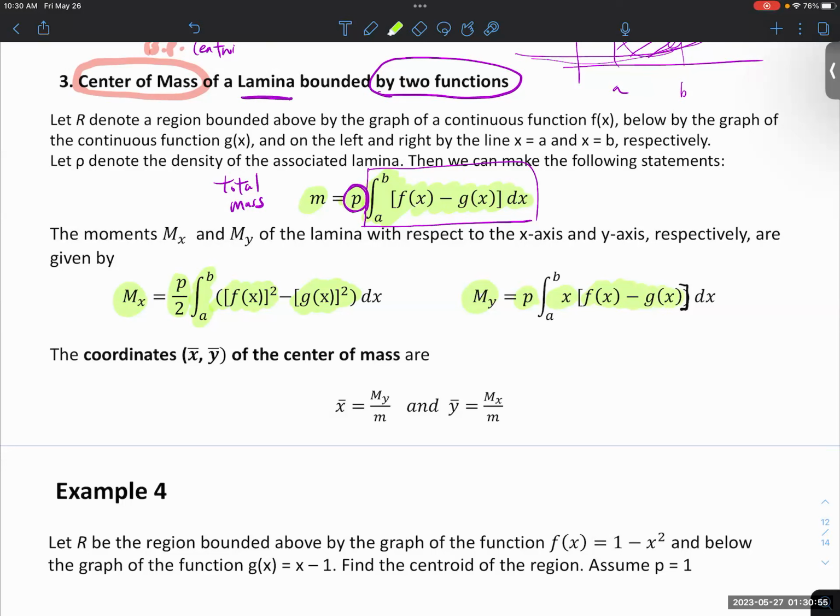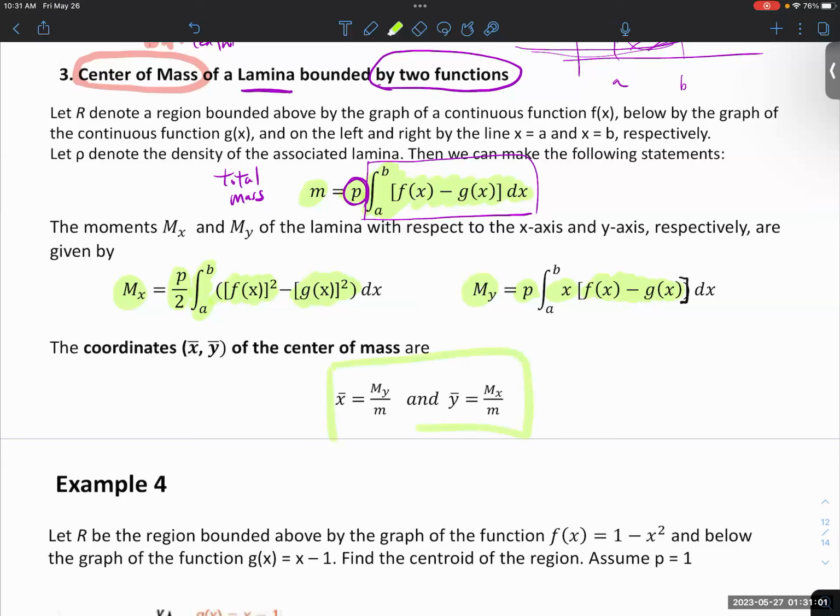You always need to check which one is a higher function. So f and g, you have to decide it then. Then x bar, the balancing point, is My divided by m, and y bar is Mx divided by m. That's the balancing point of a lamina with two given functions. Are you guys okay?